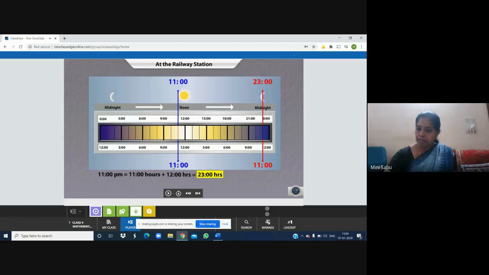So for 11 a.m. we don't have to make any change. We will write directly 1100 hours. But if the time is 11 p.m., in the case of p.m., what you have to do is add 12 hours to the hour part, and then we say the time in hours. For example, this is 11 p.m. So we have to add 12 to this 11. 12 plus 11 is 23. Then 00 hours. Got it or not? Okay, we will do more examples.